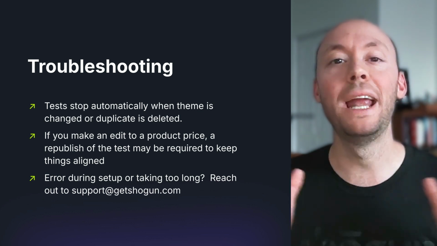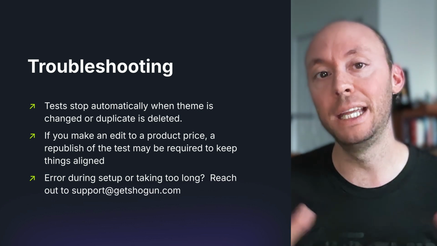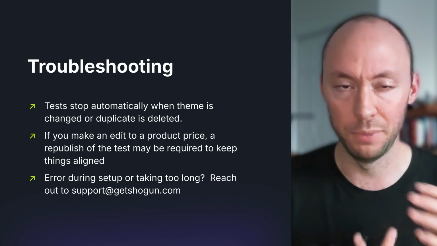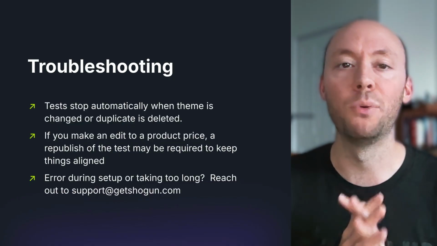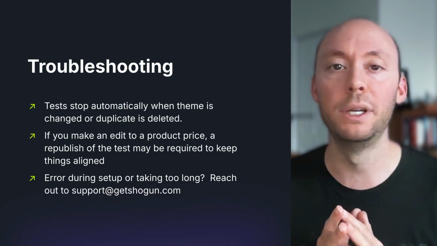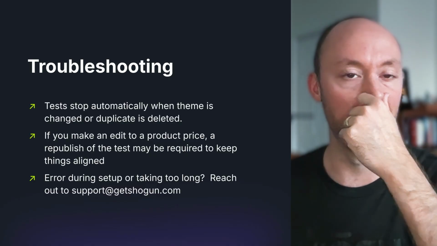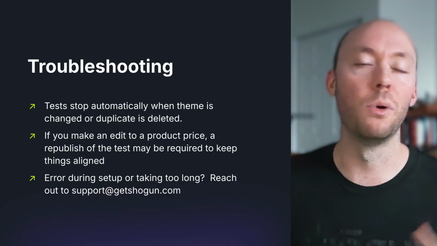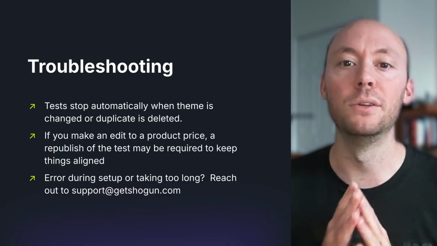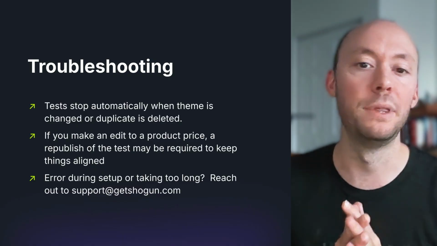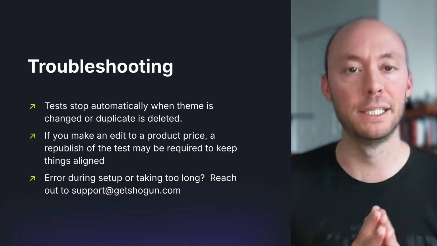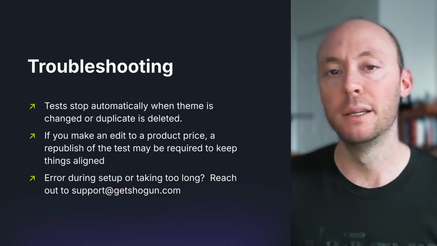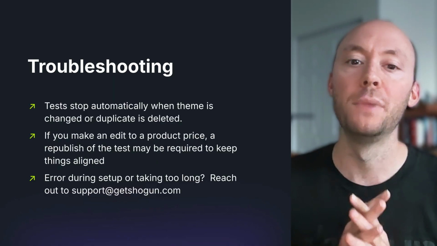Also, if you have an error during setup, or if your setup is taking too long, during that theme duplication stage that we talked about, go ahead and reach out to support@getshogun.com. That is what we're here for, and you're already on the unlimited plan. So you're going to want to reach out to support. We'll get back to you right away. And if we need to do some troubleshooting, we'll be happy to help you with that. So don't hesitate. If something is not working as expected or it's taking too long, that's what we're here for. So we can help. Don't give up.